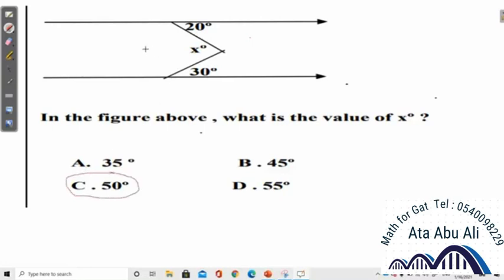Okay, if you want to be sure, you can put another straight line here that is parallel to all of them. You can see this angle is alternate interior. So this is 20, so this becomes 20 also. This is 30, so this also becomes 30. If you add 30 plus 20 to get all of x, it becomes 50. So the answer is 50, easy way.